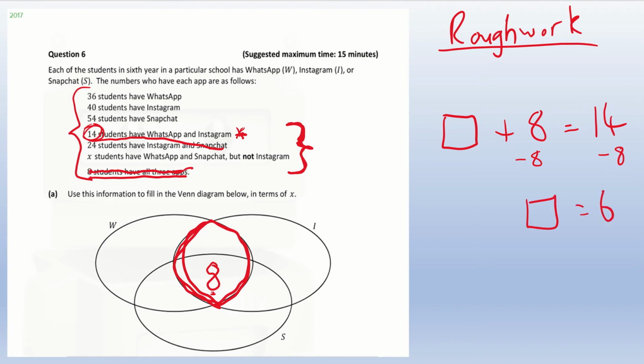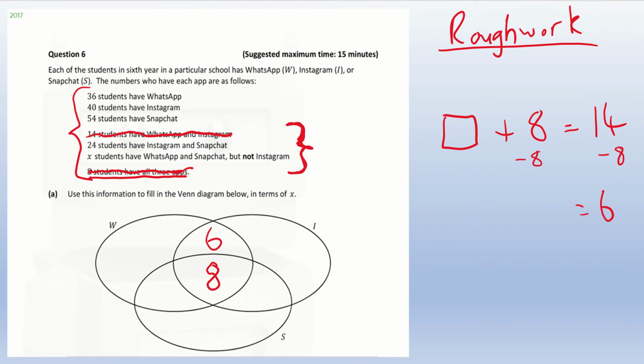So if we put 6 in here now, we can see that my 6 plus my 8 will give me my 14, which is my 14 here. Be very, very careful with that. That's where a lot of students put their 14 in where the 6 is, and they'll mess up their whole Venn diagram as a result. Be very careful with that. So again, I'm going to put my line through here, and we're going to move on to our next one.